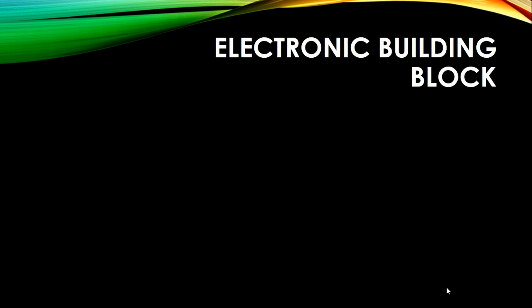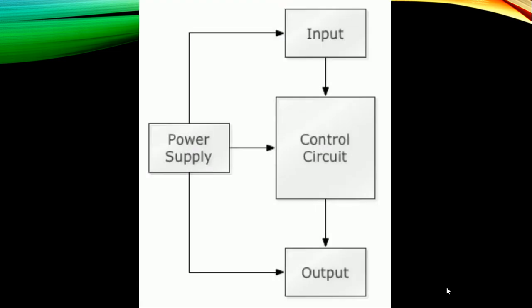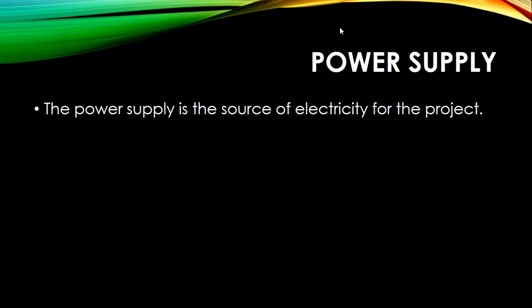First, you're going to be introduced to the electronic building blocks. So what is this electronic building block? It is composed of input, control circuit, and output, and this is powered, of course, by the power supply. In the succeeding slides, we're going to discuss what these parts are and what they do in an electronic circuit block. So let's start with the power supply.